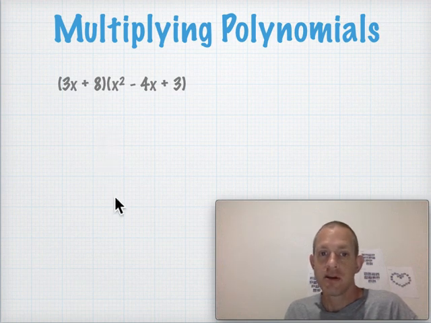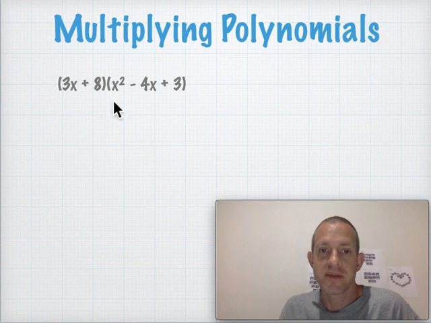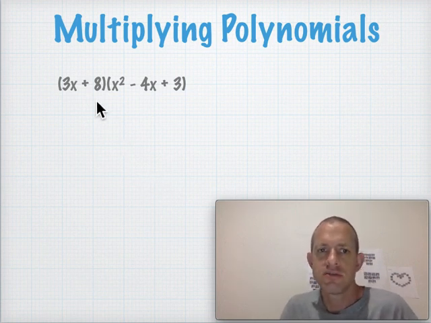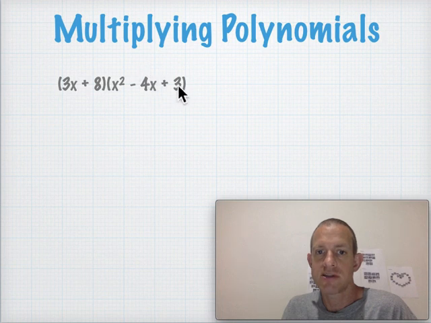All right, another really important skill that we learned this year was multiplying polynomials. And so here is a binomial times a trinomial, 2 terms times 3 terms. And there's kind of 2 schools of thought for how you multiply polynomials. I tried to teach you both of them. One is to simply use the distributive property. So you take 3x and multiply it by each of these, and 8 and multiply it by each of these.